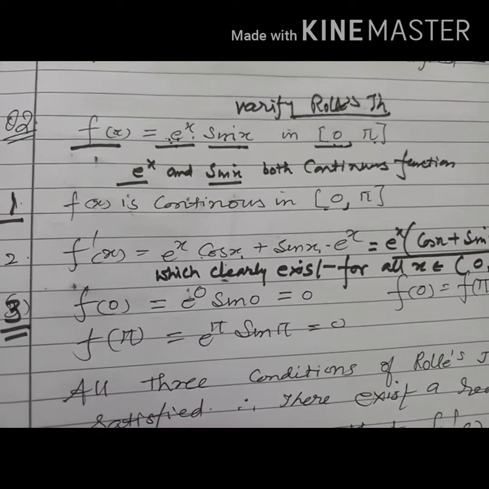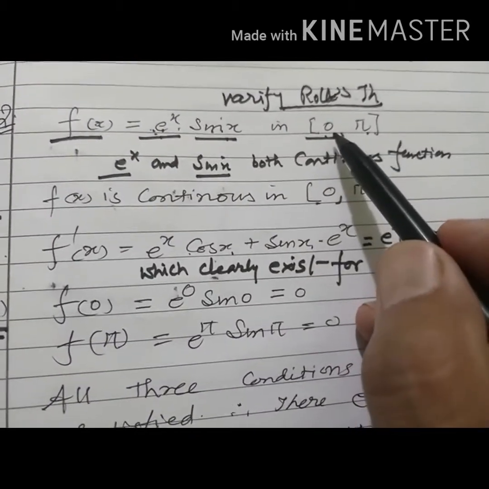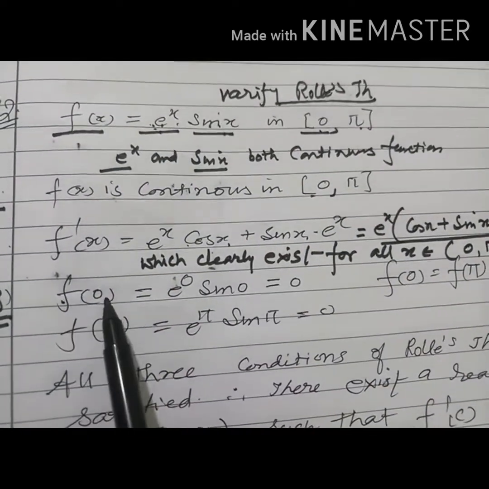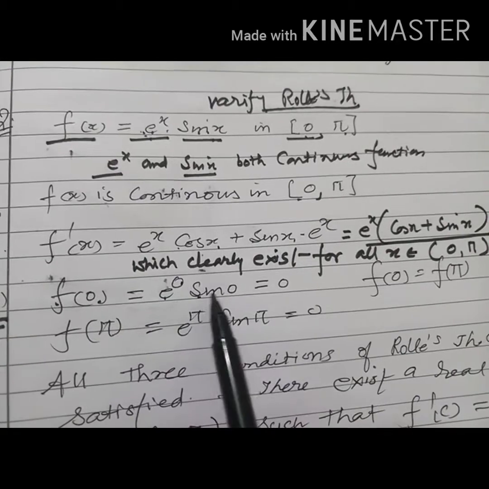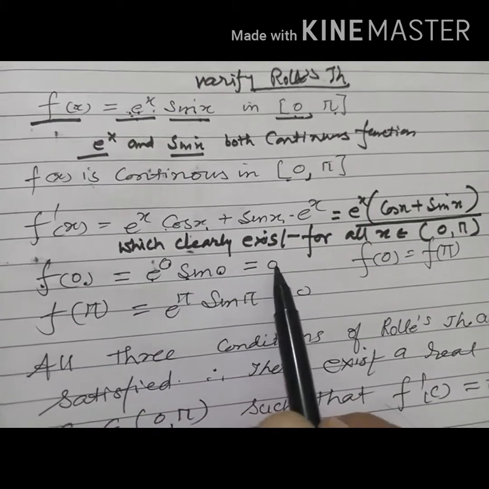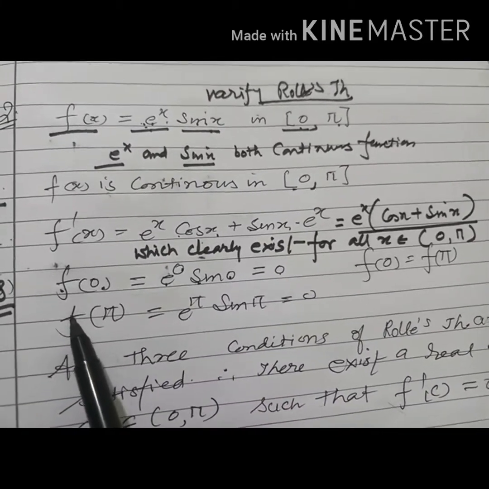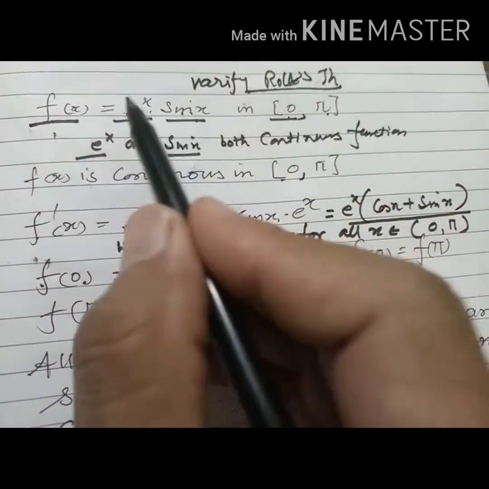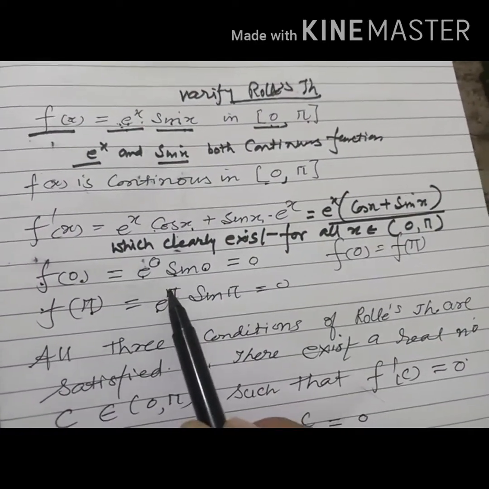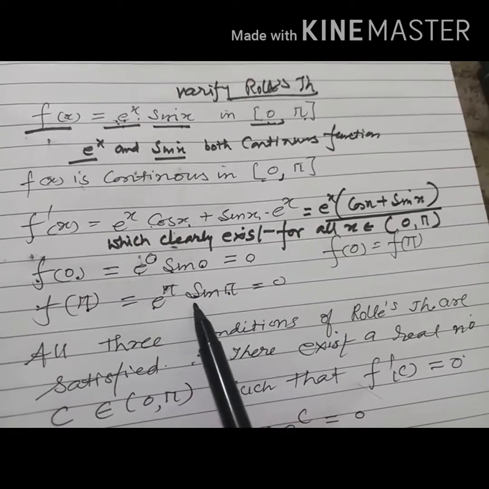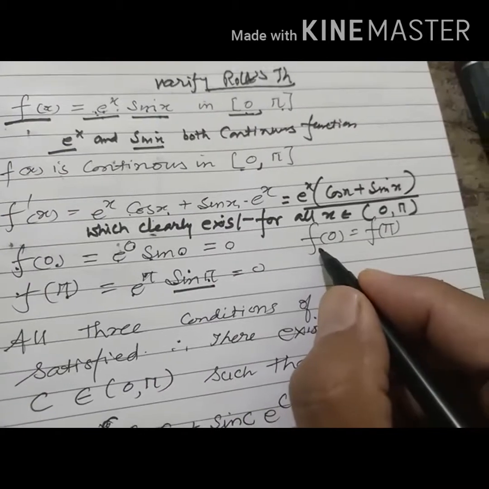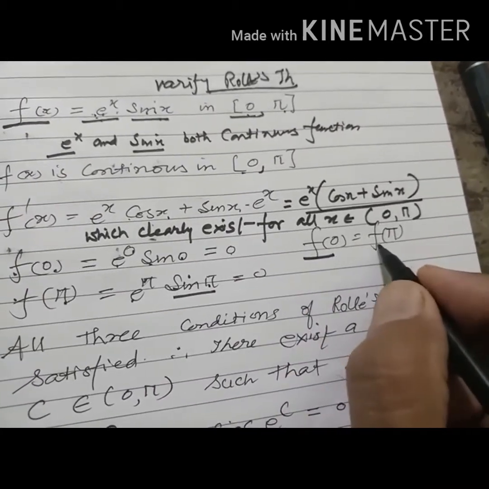We prove f a equals to f b. Who is your a? A is 0. Put 0 in the function. So what is the answer of f0? E raised to power 0 into sine 0. What is the value of sine 0? 0. So 0 into something is 0. Then who is b? Pi. Put pi here. What is the answer of f pi? E raised to pi into sine pi. What is sine 180? This is also 0. So what we had here, answer of f0 equals to f pi.